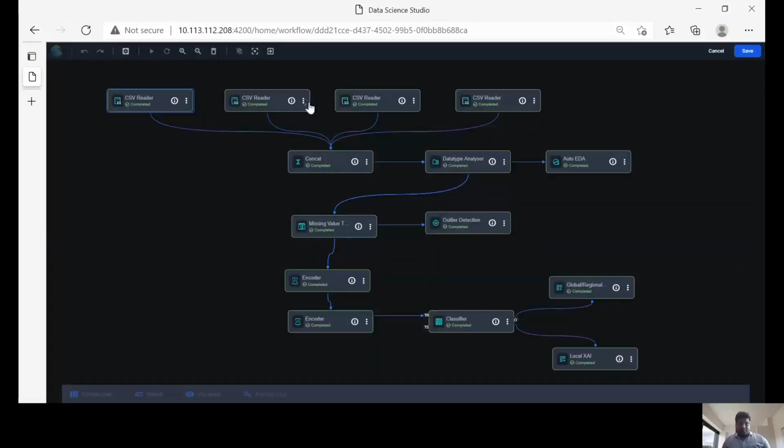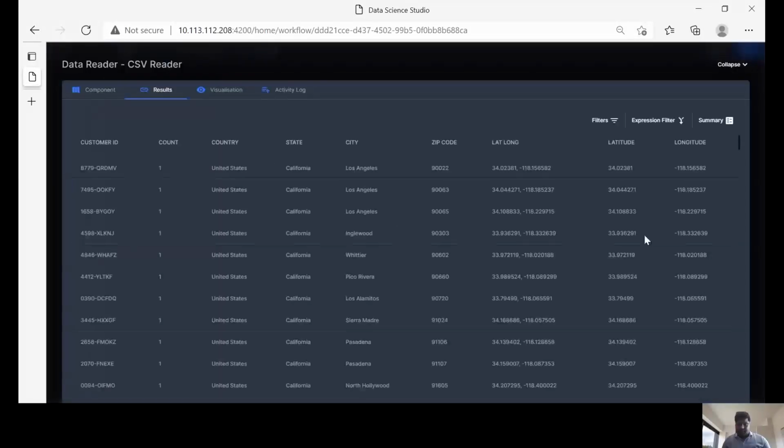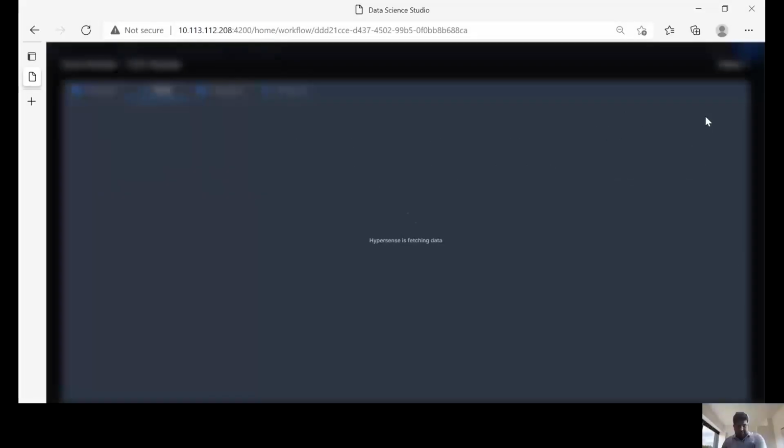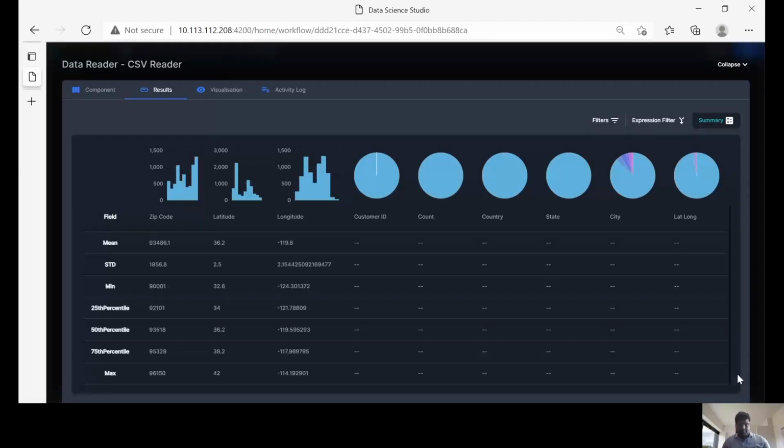So likewise, one can analyze all these different data sources, and identify what kind of issues this data set has, and at the same time whether the data set that you are using is really representative of your true population or not. Okay.